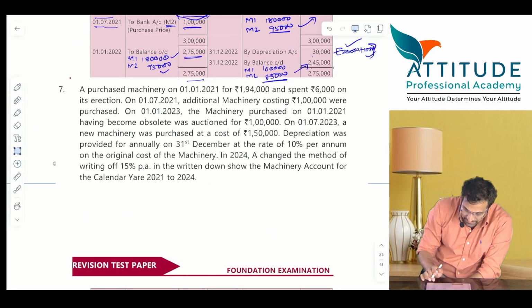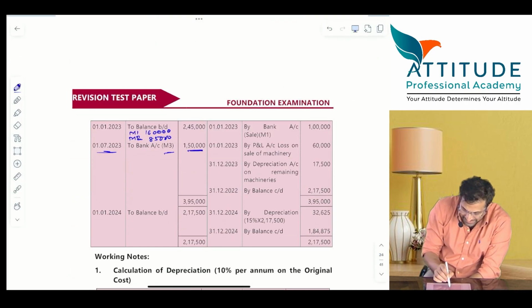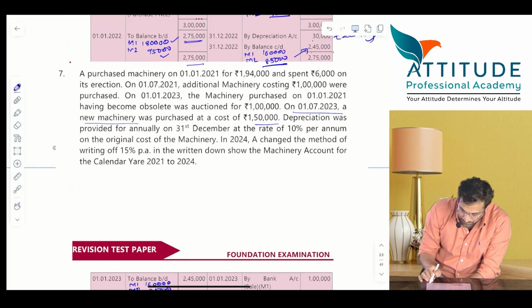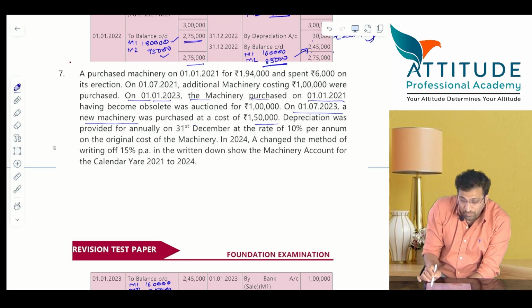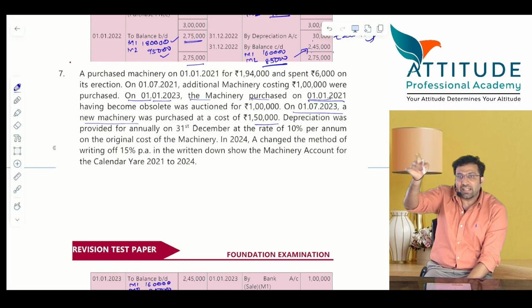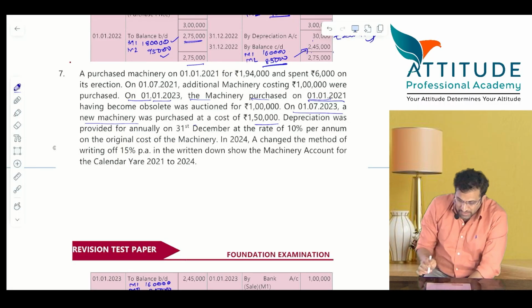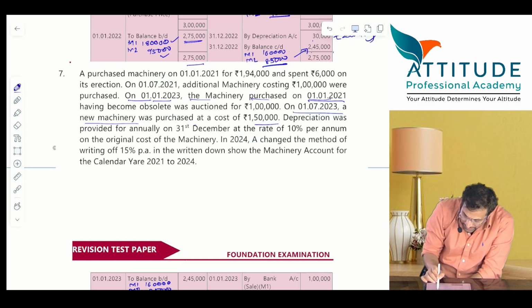Tell me here, they have given on 1/7/2023 a new machinery was purchased for 1,50,000. ये 1,50,000 आया, 1,50,000 M3 ये हो गया. Depreciation was annually charged, हो गया. Now ये देखो उसके ऊपर on 1/1/2023 a machinery purchased on 1/1/2021. Which is a machinery purchased on 1/1/2021? M1. That M1 is sold. क्यों? अब obsolete हो गया. I repeat, on 1/1/2023 a machinery purchased on 1/1/2021 have become obsolete and auctioned for 1 lakh.